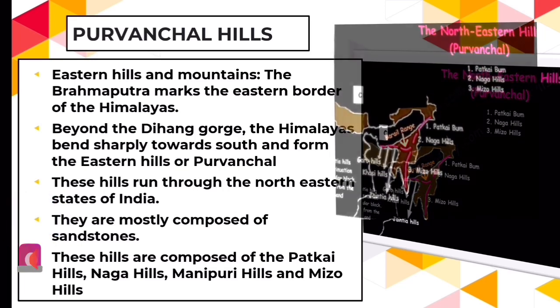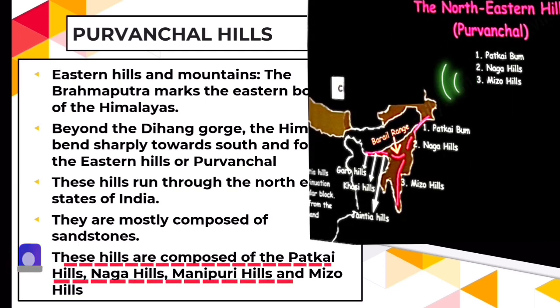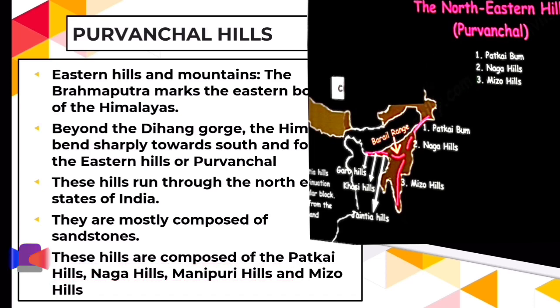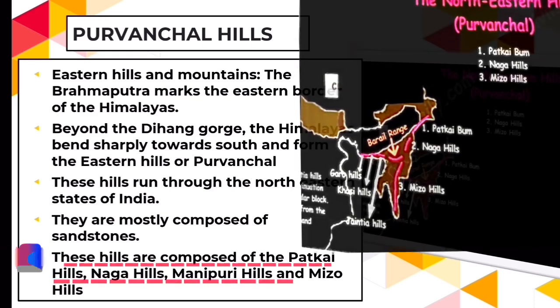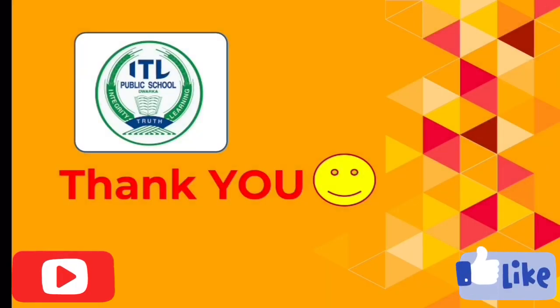These hills include some of the most important hills like Patkai Bum, Naga Hills, Mizo Hills. So these are some of the very important hills in the northeastern part of India, which you can even see in the given picture. Thus, we conclude the topic for the importance of the Himalayan mountains.